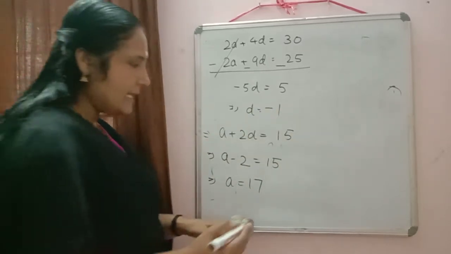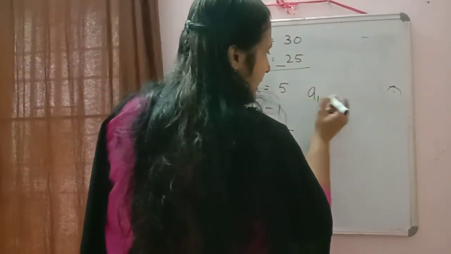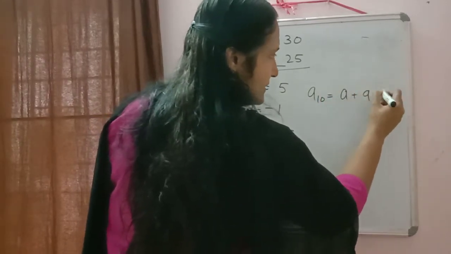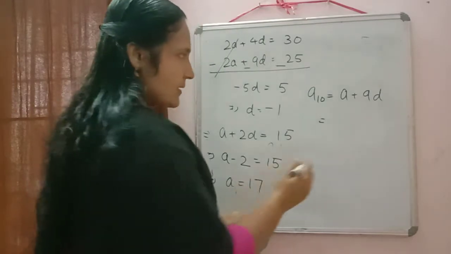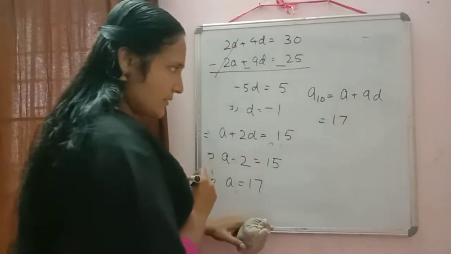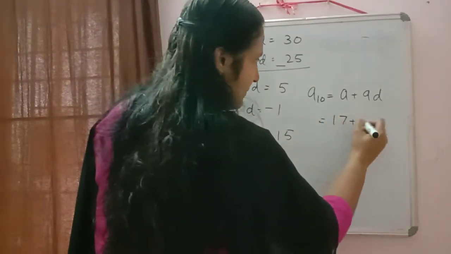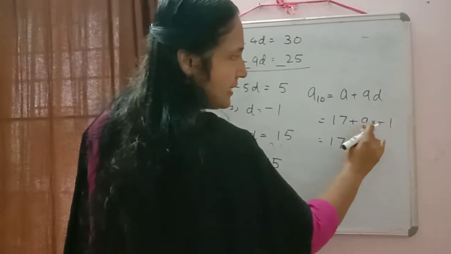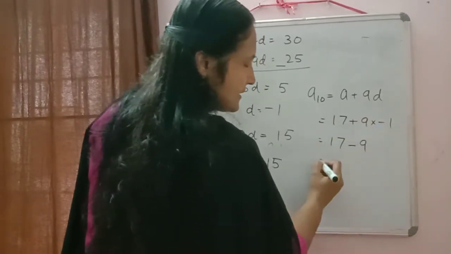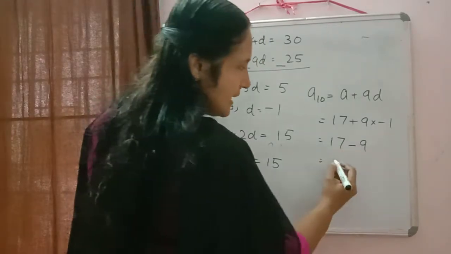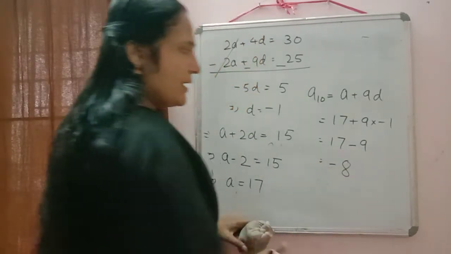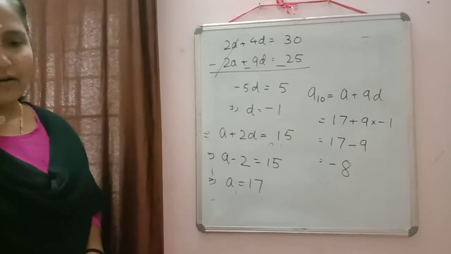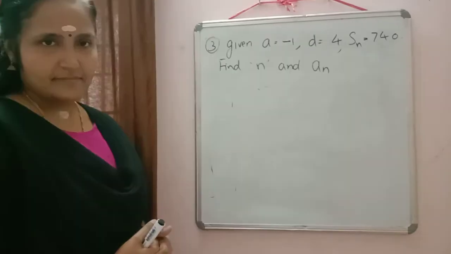Next we want A10. A10 is equal to, according to the formula, A plus 9D. Now substitute the value. A is equal to 17 plus 9 into minus 1. So 9 into minus 1 is minus 9. 17 minus 9 will be equal to minus 8. So I hope the method is clear to you. So moving on to the next question.